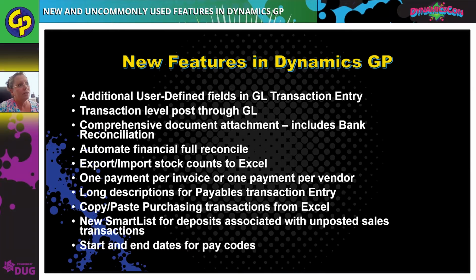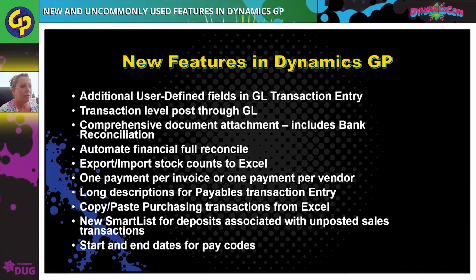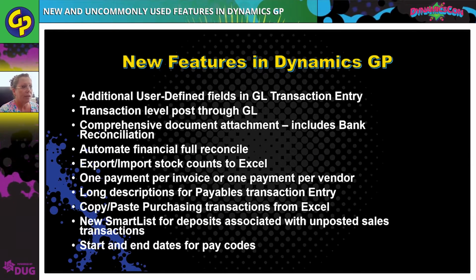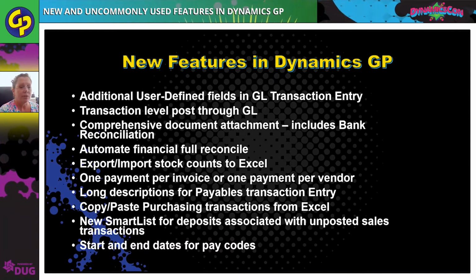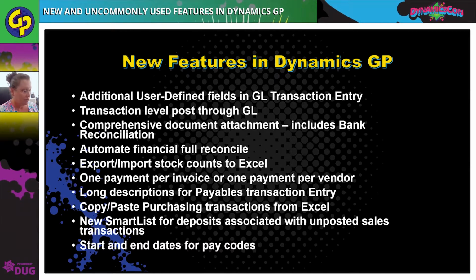So we're going to talk through additional user-defined fields in GL transaction entry, transaction level post through the GL, comprehensive document attachment, which includes bank reconciliation, automating of the full financial reconcile under utilities in the general ledger, exporting and importing stock counts using Excel, one payment per vendor or one payment per invoice, and being able to set that at the vendor level, long descriptions for payables transaction entry, copy paste to purchasing transactions from Excel, new smart lists for deposits associated with unposted sales transactions, and start and end dates for pay codes.